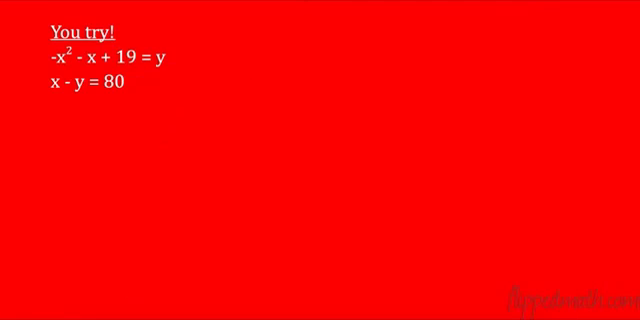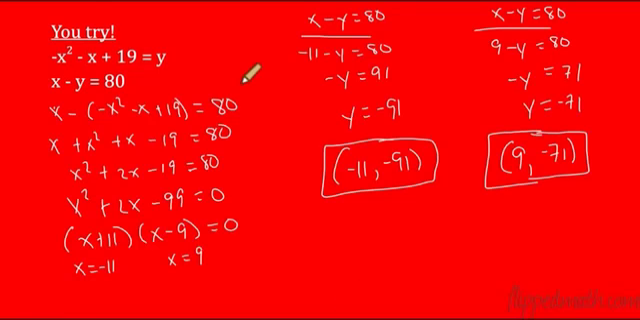Take a second, pause the video, and try it on your own. Okay, so on this one, I plugged in here, I had x minus y, minus, this is very important. Now I put this in parentheses, this whole big thing goes in here. The reason I put in parentheses is I'm distributing a negative. So that was positive x squared plus x minus 19. I combined like terms, I got 2 x's, subtracted 80, I got negative 99.